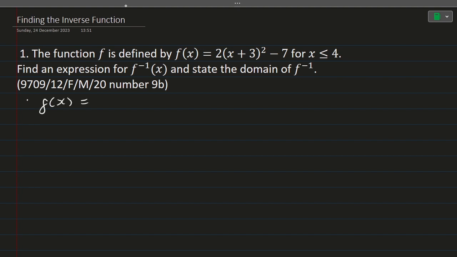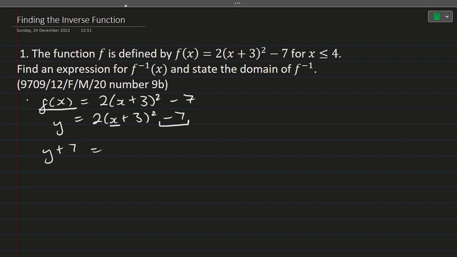So f of x is equal to 2(x plus 3) squared minus 7. Let's start by replacing f of x with y. So it becomes y is equal to 2(x plus 3) squared minus 7. Our goal is to make x the subject of the formula. So let's move this negative 7 to the left hand side. So it becomes y plus 7 is equal to 2(x plus 3) squared. And let's divide both sides by 2. (y plus 7) over 2 is equal to (x plus 3) squared.